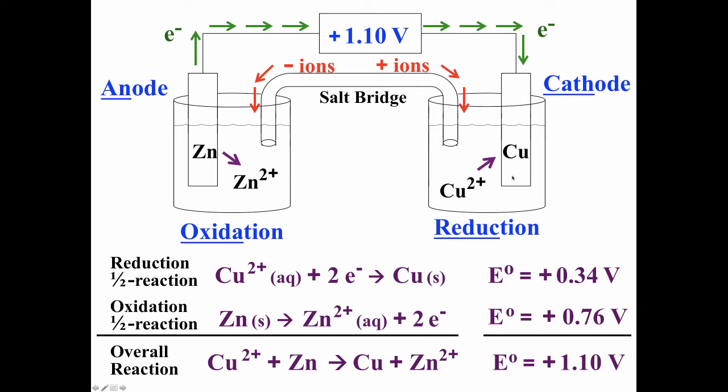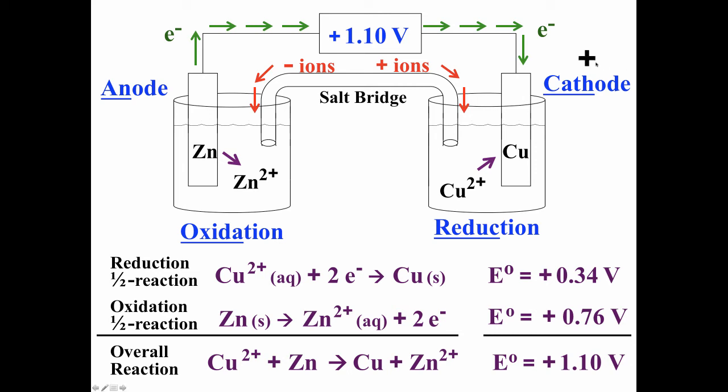Now similarly on the other side, copper 2 plus ions are forming copper atoms, so there's less positive charge in the reduction half cell, which means more positive ions from the salt bridge have to flow in to balance charge and allow the process of electron transfer to continue.